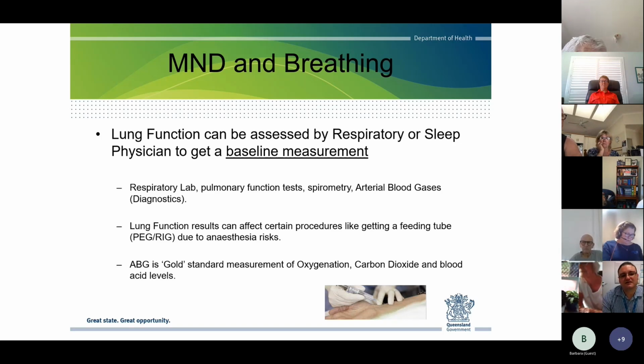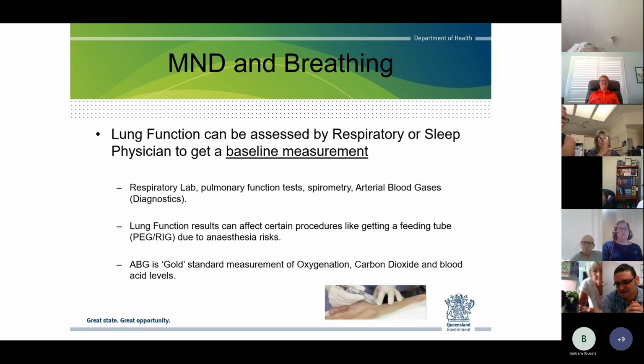The other thing is that the lung function results can affect later procedures like feeding tubes, PEG and RIG is what they might call them, because of the anaesthesia risks. At Gold Coast, our percentage of lung function cut-off used to be around 70%. If it was under 70%, they refused to do it. In time, they've got quite good at this hospital. Now that 70% is starting to drop to lower areas, and I've seen them do some of these feeding tube operations or surgeries on really sick MND patients, and they're successful.